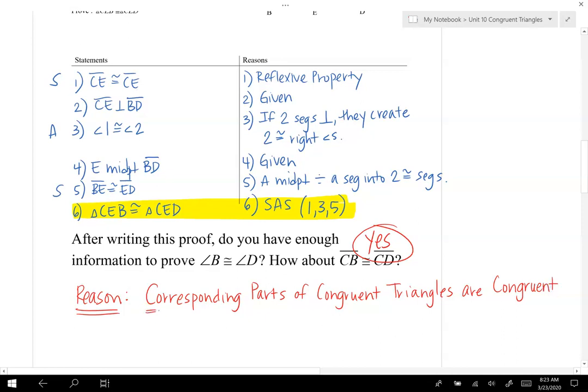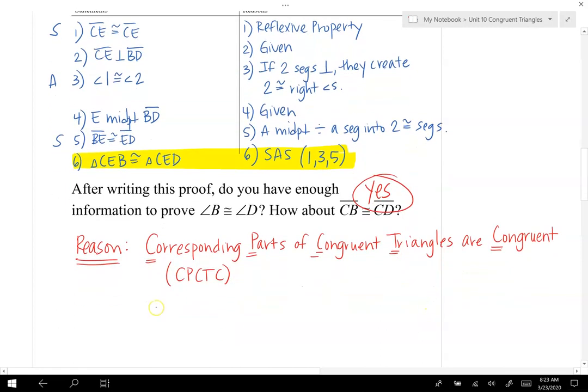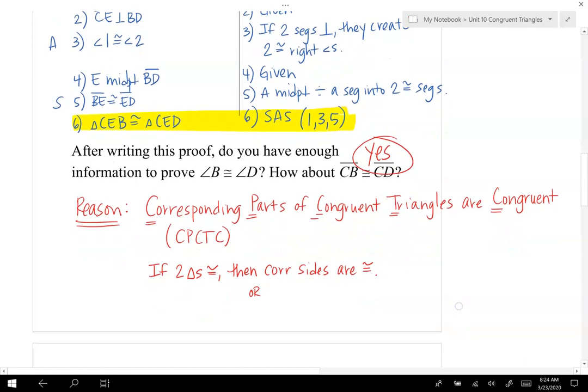So if you want to memorize this, CPCTC, you can use that. Some people don't like memorizing that, and they like to say, well, if two triangles are congruent, then the corresponding sides are congruent, if they're talking about sides. Or they like writing, if two triangles are congruent, then the corresponding angles are congruent. It just depends. So if you're showing an extra set of sides, of course use this one. If you're showing an extra set of angles, use this one. Okay? And we'll write that in our yellow pages later, but at least now you have it.